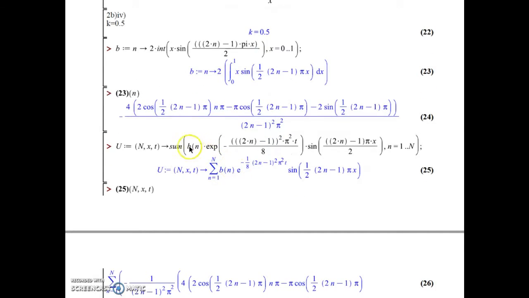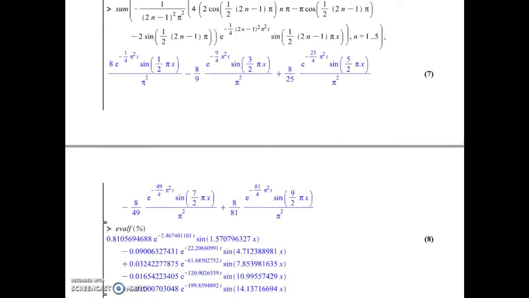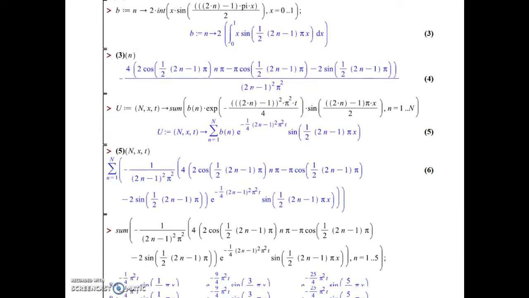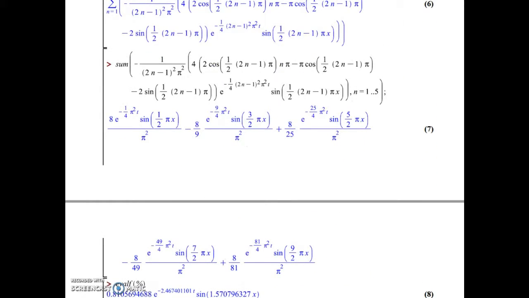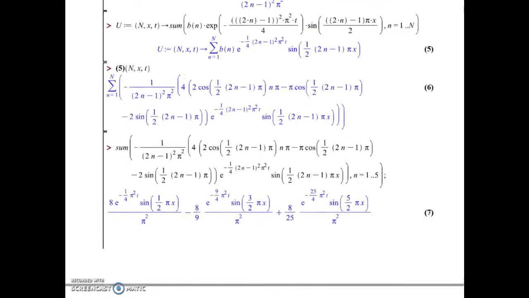So I assign another thing which is named U as the summation of Bn times the exponent. Yeah, this is the key point. For the exponent is where we change the K value. The K value is in, let me show you the previous general solution. Let me find it.